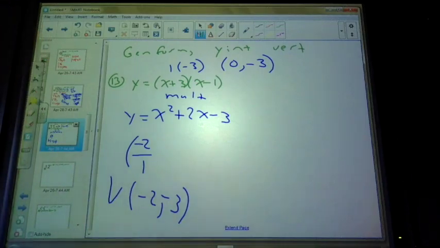Casey, I need you to scoot over. You know, we don't need to have a love seat in back.